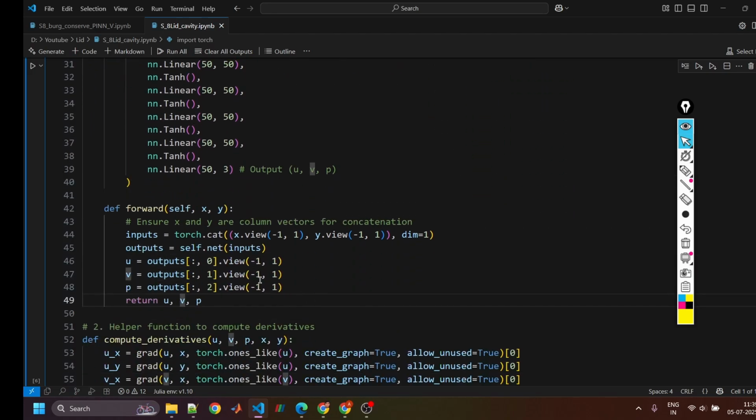So another good practice: here we are taking the output as UVP. This is a forward pass of the neural network, which will write that UVP as output. Another good practice you can follow is this: we know pressure cannot become negative if you are dealing with absolute pressure, and density will not become negative.